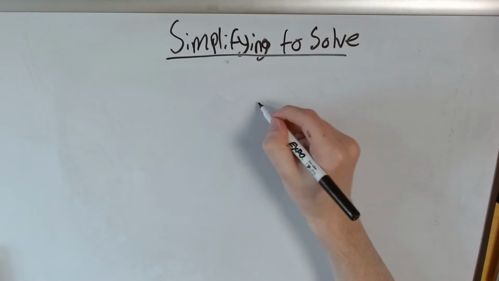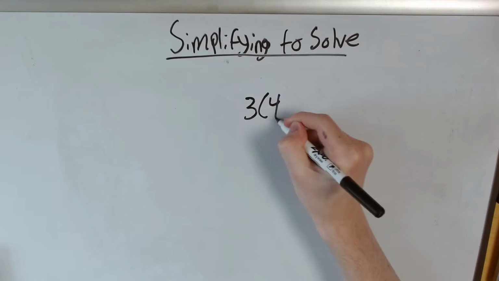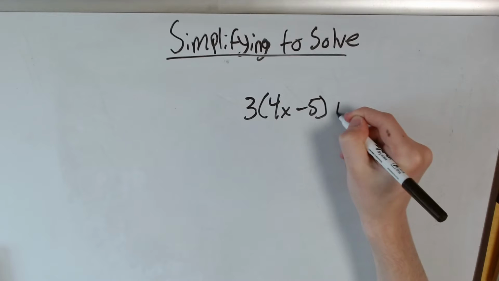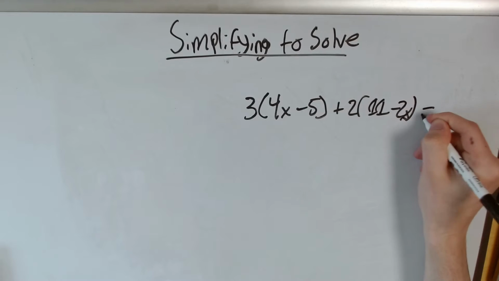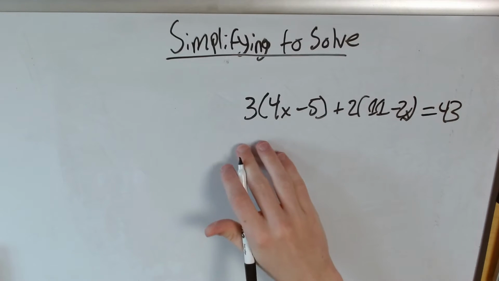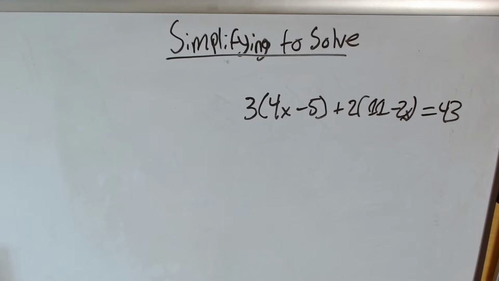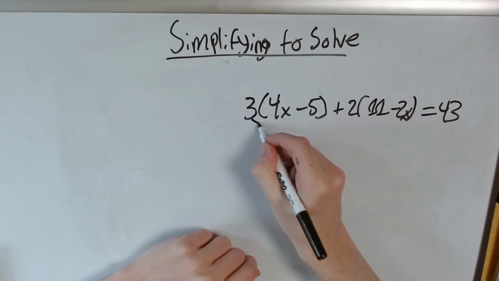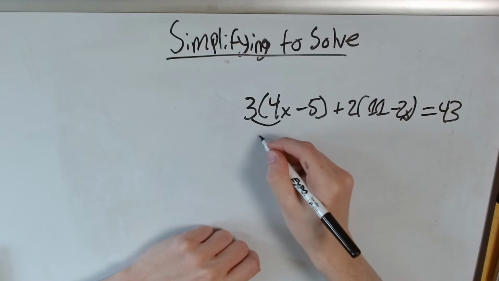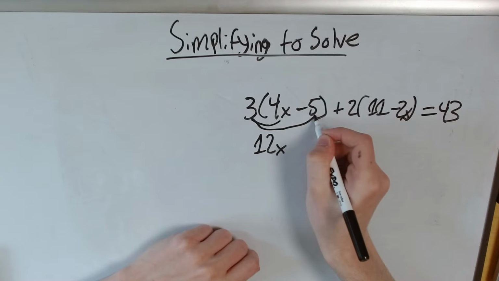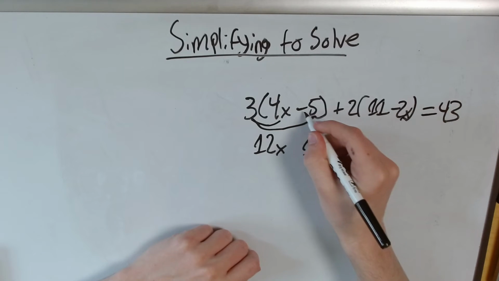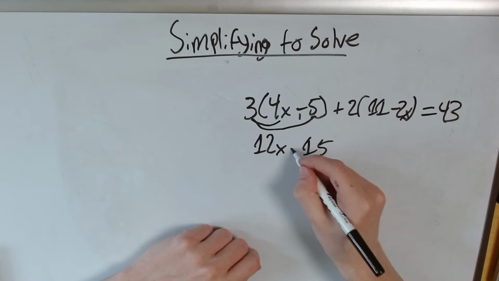Let's do something like this, for example. 3 times 4x minus 5 plus 2 times 11 minus 2x equals 43. Now you may see all of these parentheses and say, oh no, this distributive property is going to be nasty. Don't worry. Just be calm and orderly about it, right? We're going to take this 3, multiply by this 4x. That gives us 12x. We're going to take this 3, multiply by 5. We get 15. We're going to bring this negative sign down, bring the subtraction sign down, right?